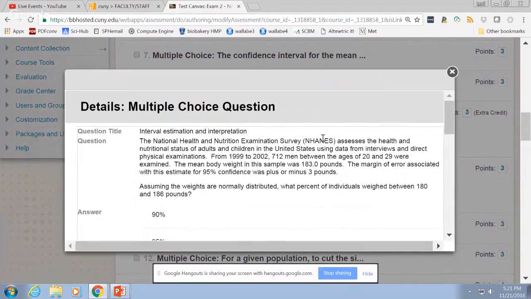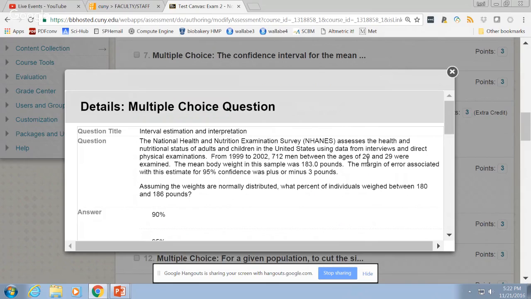So NHANES assesses the health and nutritional status of adults and children in the United States. The margin of error associated is plus or minus 3 pounds. So it's about the mean body weight in this sample and a margin of error. Assuming the weights are normally distributed, what percent of individuals weighed between 180 and 186 pounds? So this is a bit of a trick question. That's why it was for bonus points.